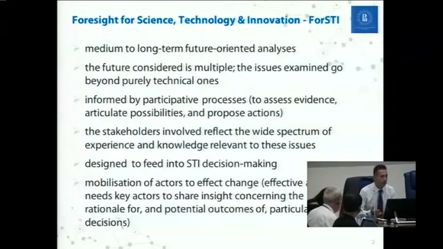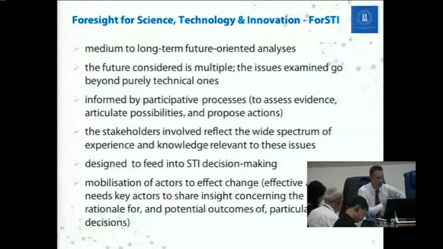And foresight is not only thinking about the future. ForSTI, in this case, is designed to feed into our STI decision-making at present, because we think that we need to start from today in order to achieve impactful changes in the future. Therefore, it aims to mobilize actors to effect change. And effective action is about getting these key actors together and trying to build some synergy and concerted actions between them.